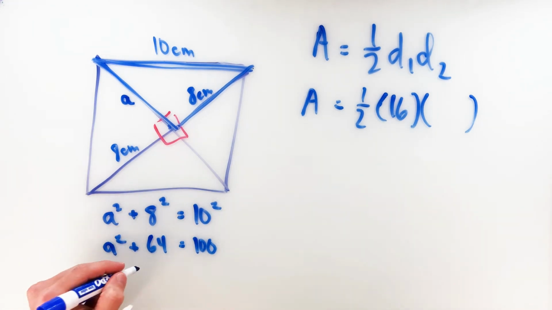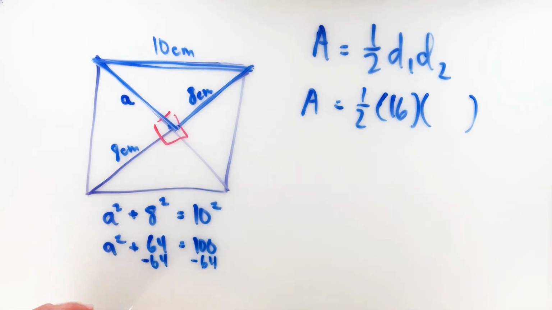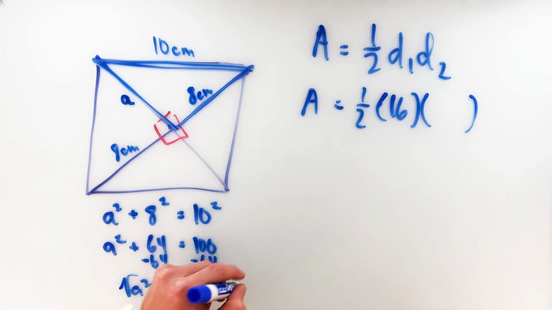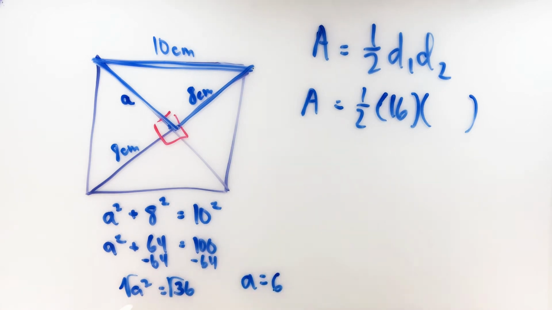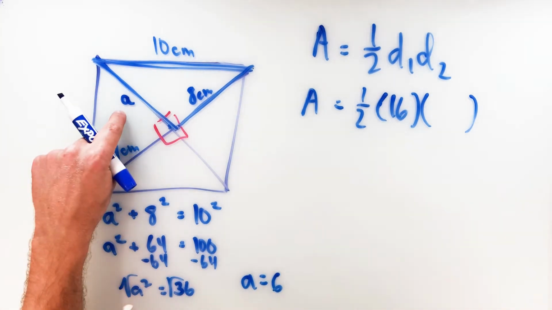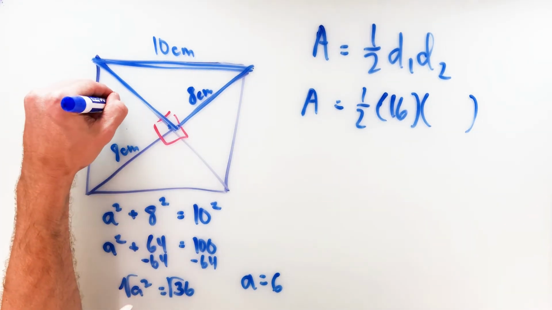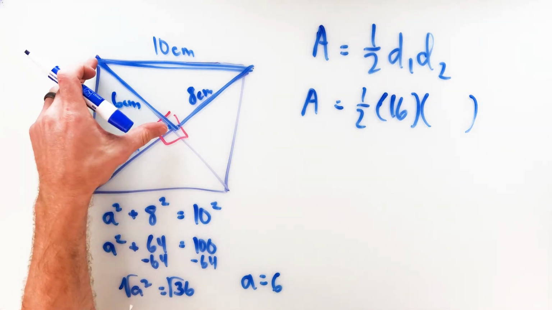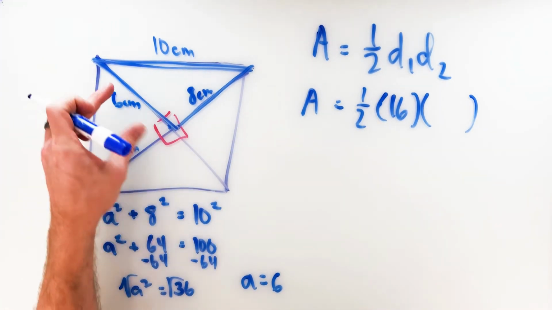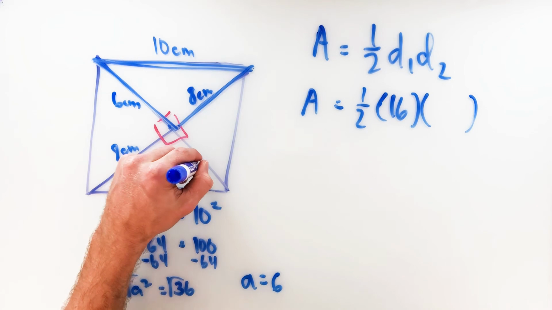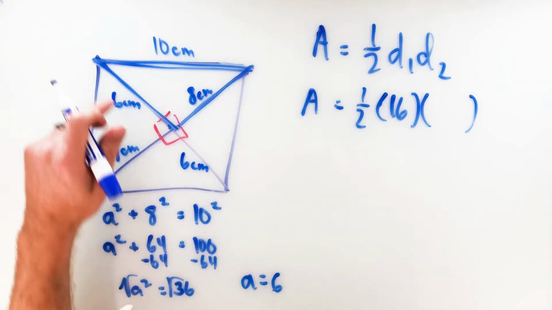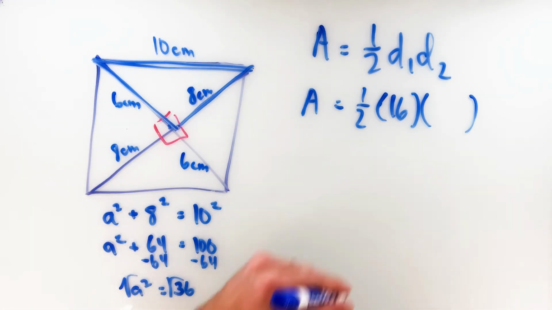I'm going to subtract the 64 from both sides. And I've got a squared equals 36. Last step, to get rid of the square, I'm going to square root both sides, and the square root of 36 is 6. All right, so we got what we need. So I know that the length of that segment right here is 6 centimeters. Using the Pythagorean theorem, I got that piece. If I know this piece, I really know this piece because, again, diagonals bisect each other. This is also going to be 6, which makes my entire diagonal 6 plus 6, that's 12.